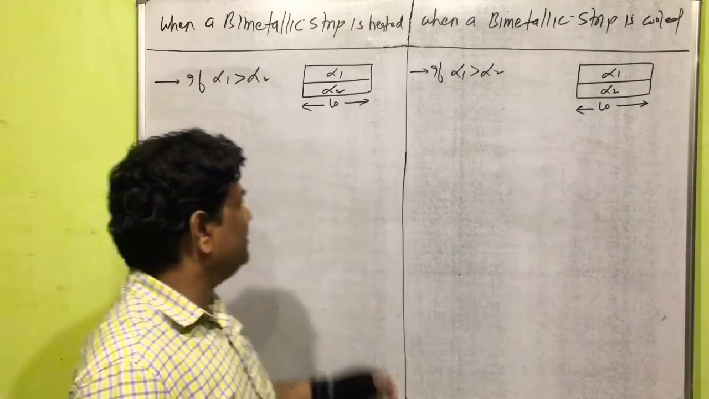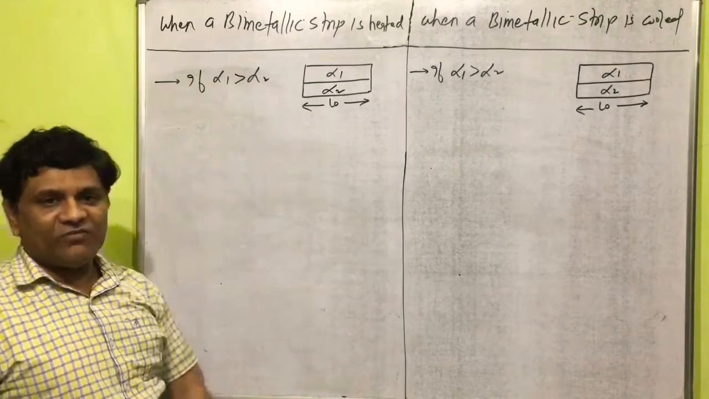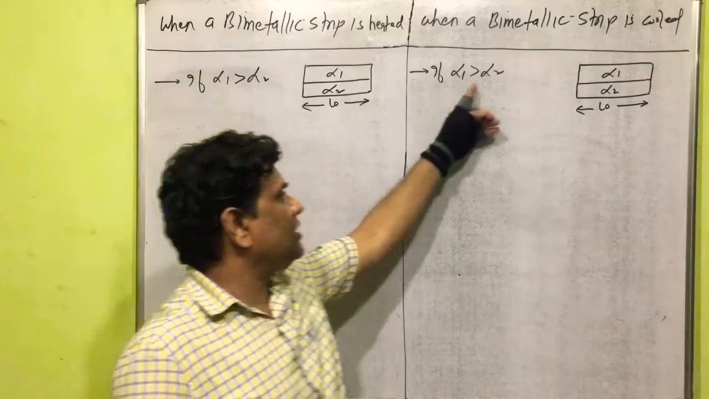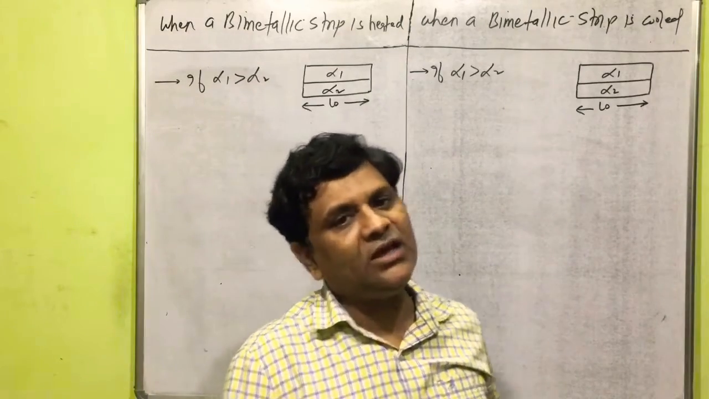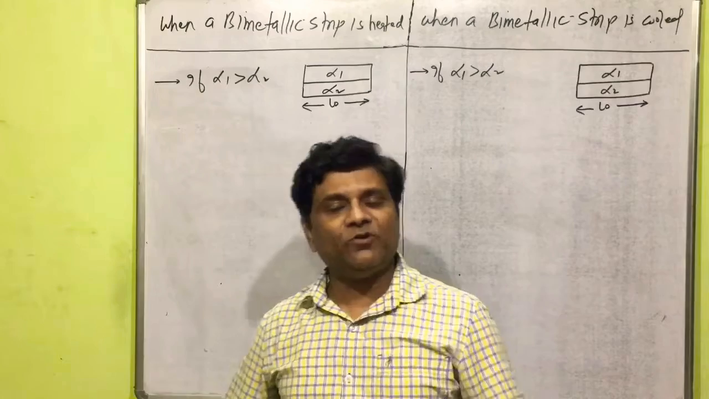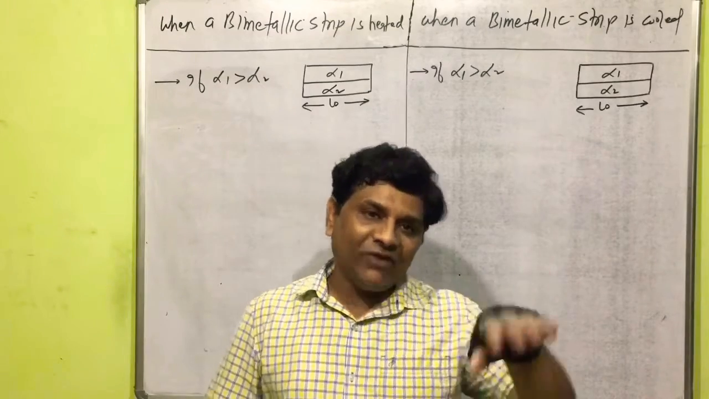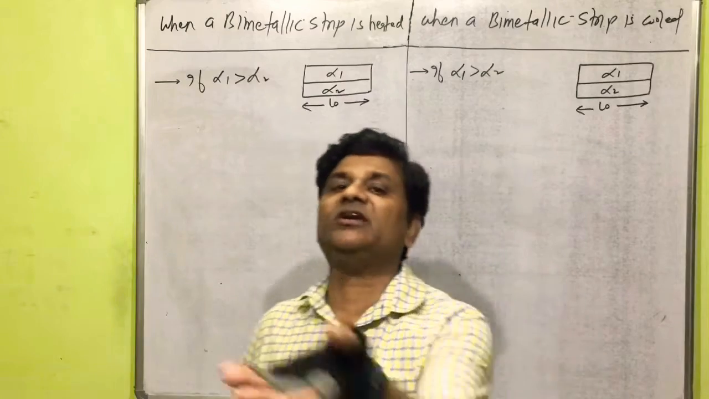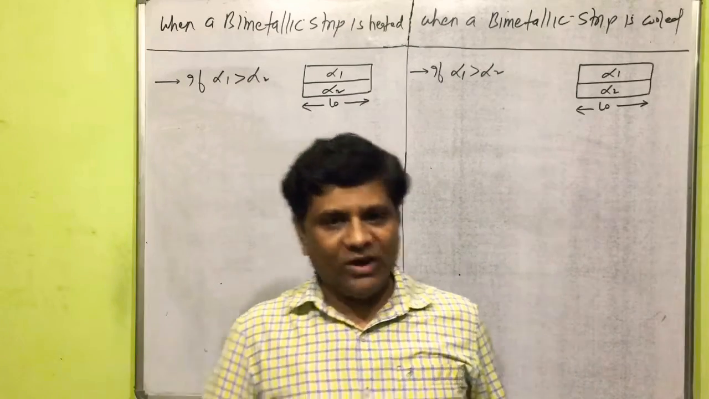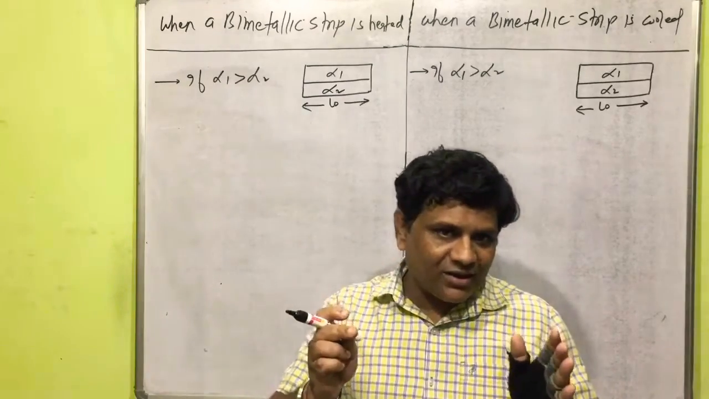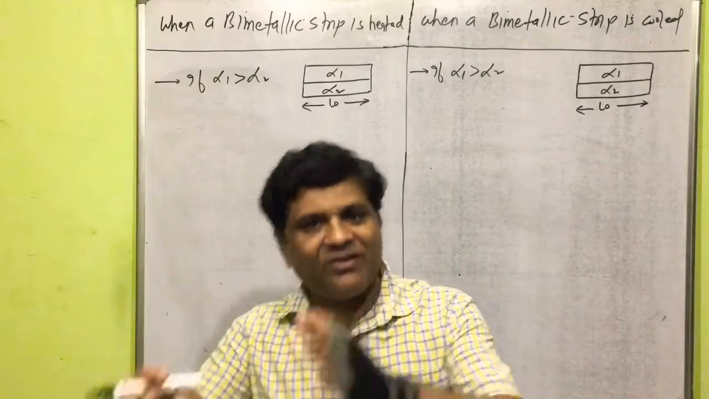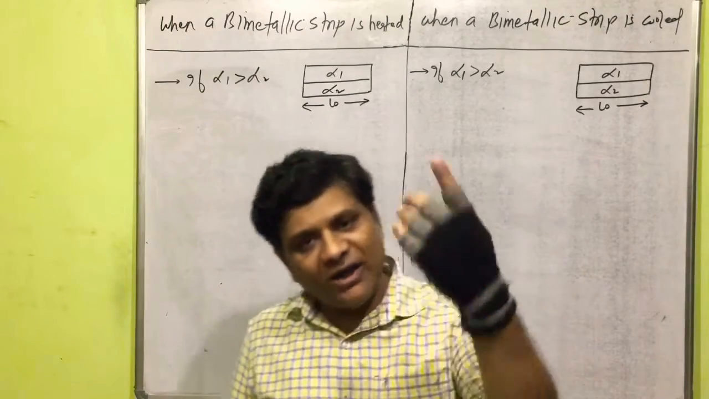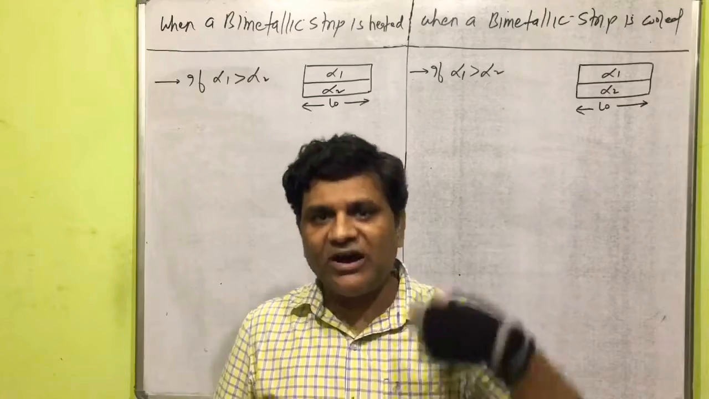Now we have taken a condition on the board here. If alpha 1 is greater than alpha 2, here also if alpha 1 is greater than alpha 2. Now one question may arise in our mind, why are we taking alpha 1 greater than alpha 2, why are we not taking alpha 2 greater than alpha 1? Yes, it should be clear here, either we take alpha 1 greater than alpha 2 or alpha 2 greater than alpha 1.